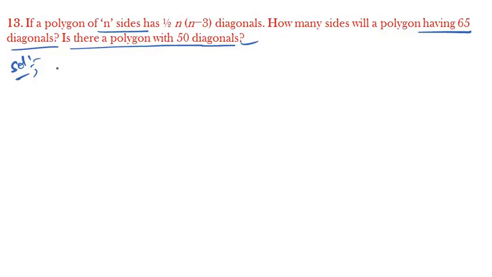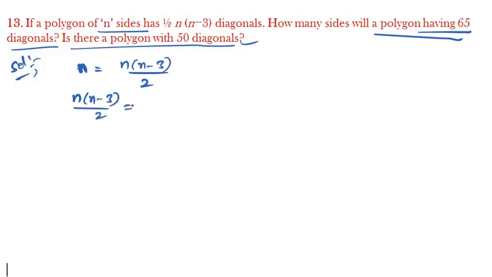So here, given the number of diagonals of a polygon with n sides, n into n minus 3 by 2 is given. The number of diagonals in the polygon is 65. So n into n minus 3 divided by 2 is equal to 65. Therefore n into n minus 3 is equal to 130 here.